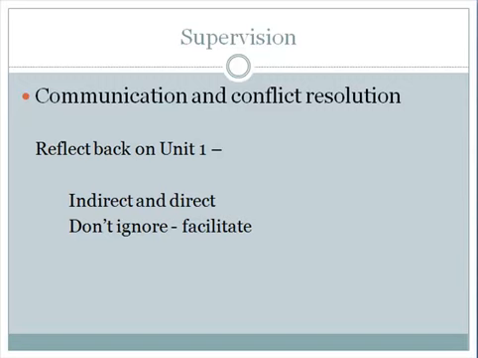Now, if it's an extreme situation, I don't suggest you do that. I suggest that you get administrative support. But if it's minor conflicts that are causing difficulty between the paraprofessional staff, or between you and a paraprofessional, or a paraprofessional and a parent, you need to facilitate some resolution. You can't let it go.